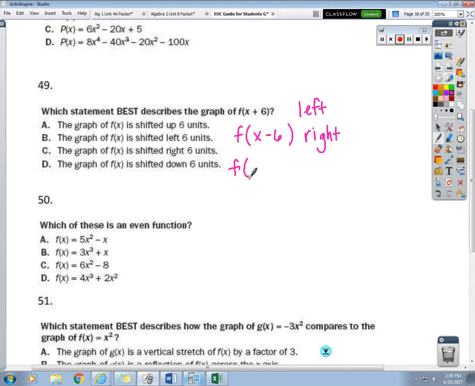If the number is outside of the parentheses, it's a vertical shift. And it is what you would think. Plus 6 on the outside would be up, minus 6 on the outside would be down. And so the correct answer for this one was B, left 6.